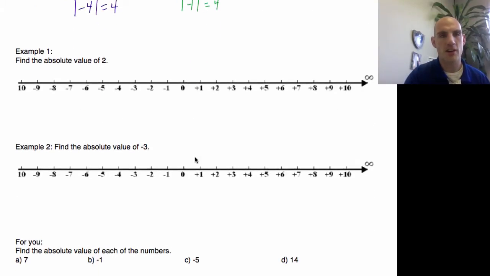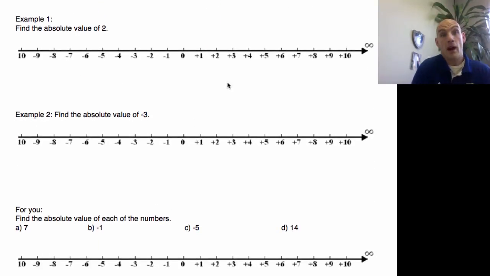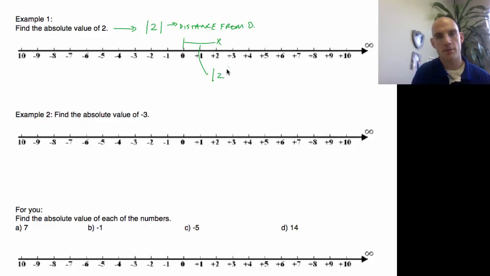What about the absolute value of 2? How would we write that? To write the absolute value of 2 in shorthand, in math hand, we're going to say bar 2 bar. So that's the distance from 0. Well, if I go to 2, how far is it from 0? The absolute value of 2 is 2 units. It's 2 steps from 0.